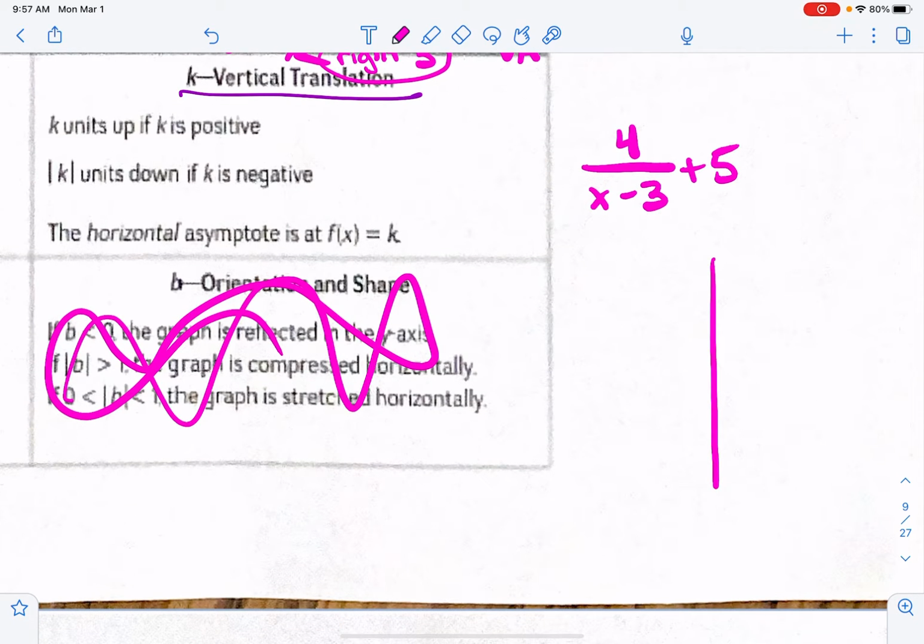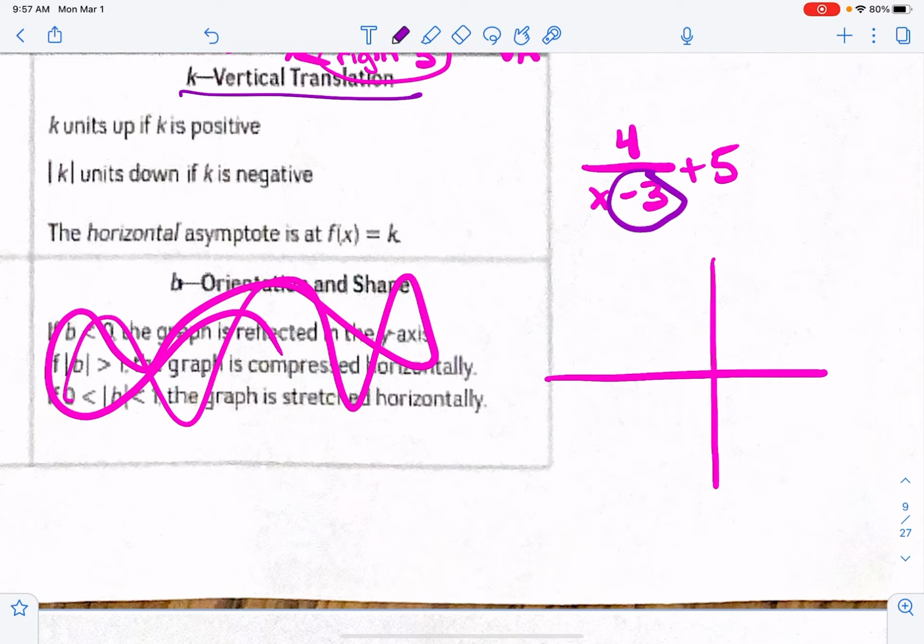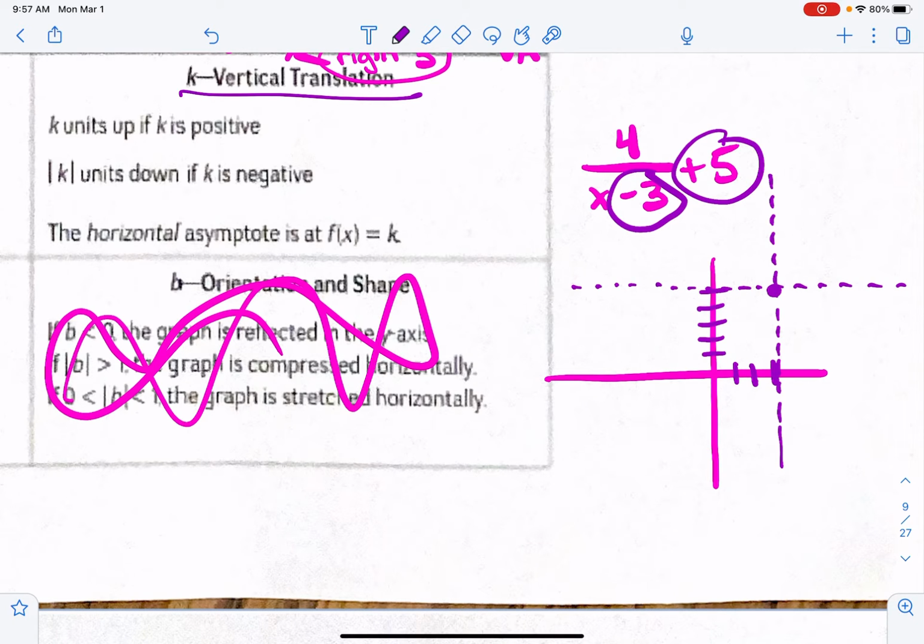So what's going to happen is, on my graph, this 3 is shifted 3 units to the right. So 1, 2, 3 units to the right, okay? 5 units up. 1, 2, 3, 4, 5. And what I do is I usually just put a dot there, okay? 3 to the right, 5 units up. And what's going to happen is my asymptotes are going to cross at that place. That's just the dot where my asymptotes are going to cross each other. And then I'm going to have a boomerangy thing that looks like this.